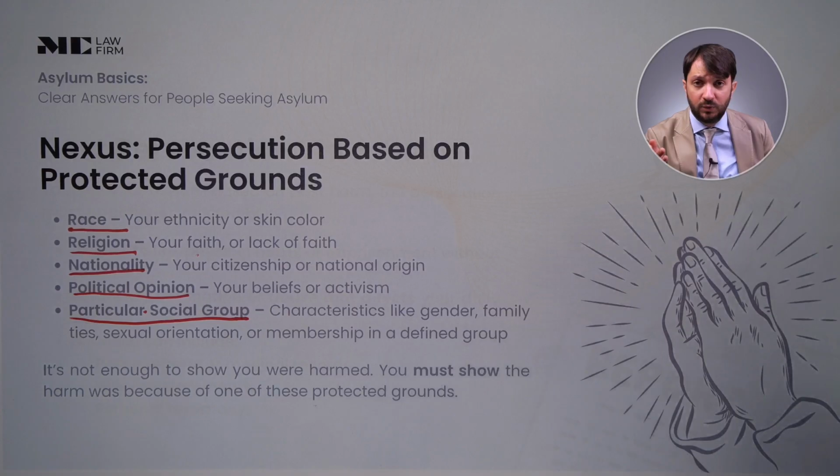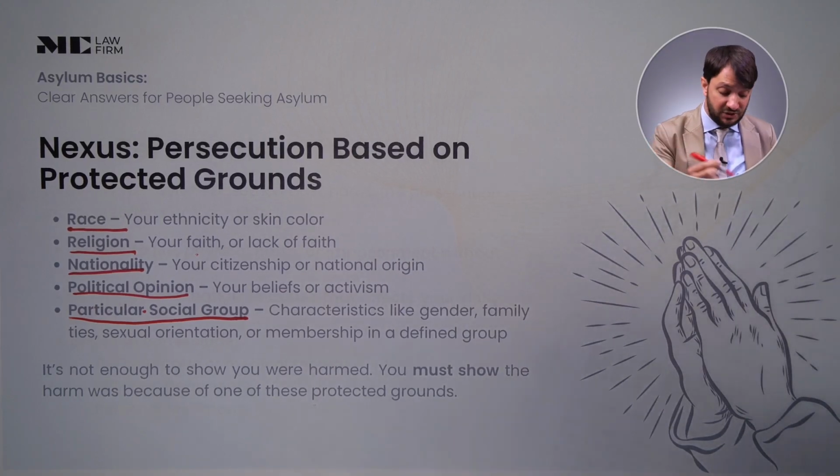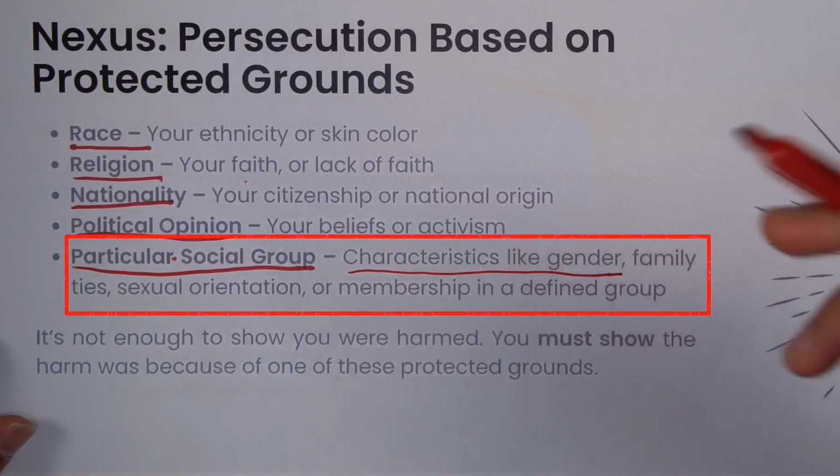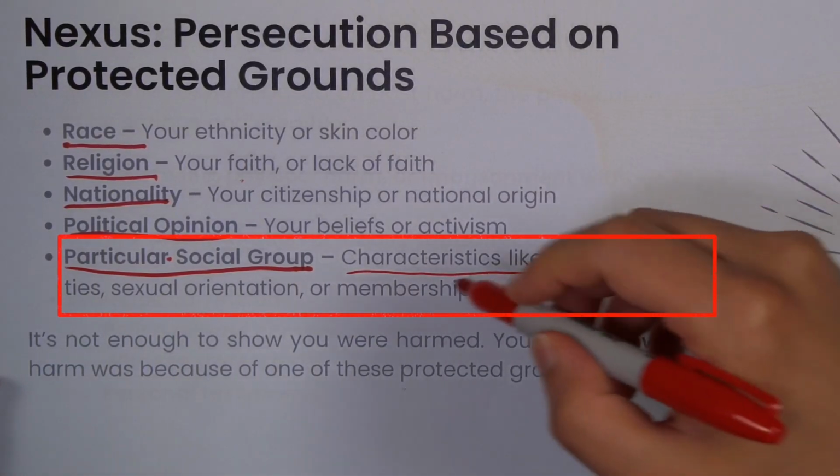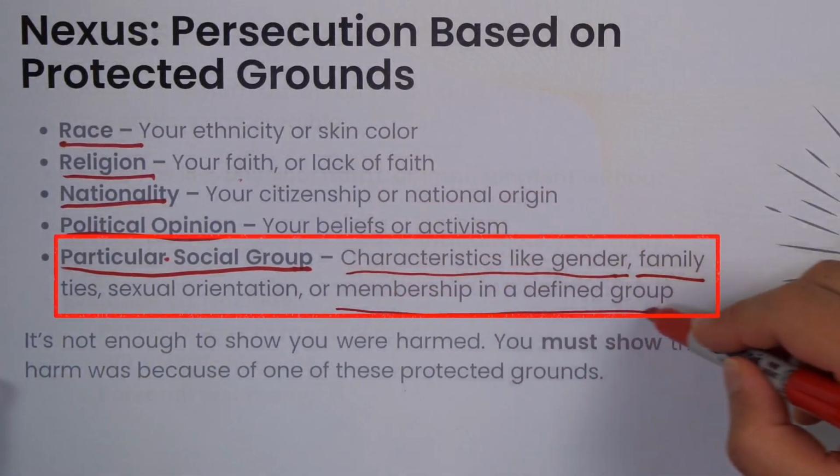There is the most complicated one, the most unusual one, the particular social group. This is a little bit tricky because it could be straightforward as gender. It could be someone being persecuted because of their sexual orientation. It could be like family ties. It could be membership in a defined group, but this is very technical. It's on top of asylum's regular complexity. There is another layer of case law that applies to a particular social group.